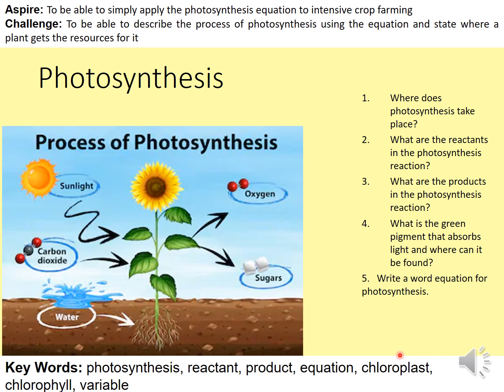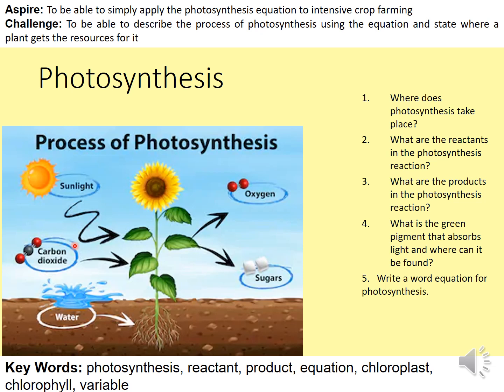Let's have a look at question number 2. We can use this diagram to help us with this because this effectively is an equation. Going into the reaction, otherwise known as the reactants, are carbon dioxide and water. Water comes from the sky in the form of rain, and carbon dioxide comes from the air. It's a nice molecular diagram of carbon dioxide, or CO2.